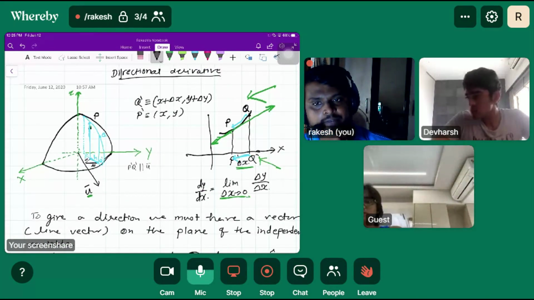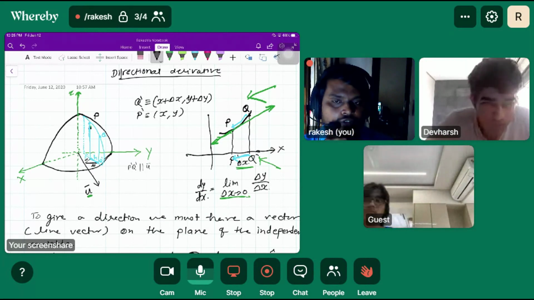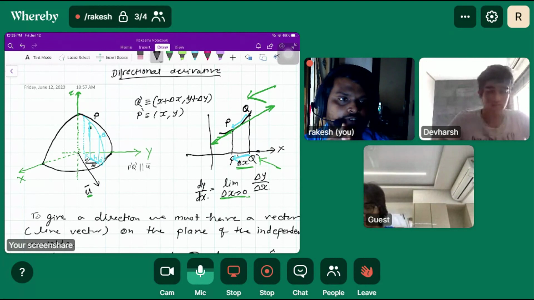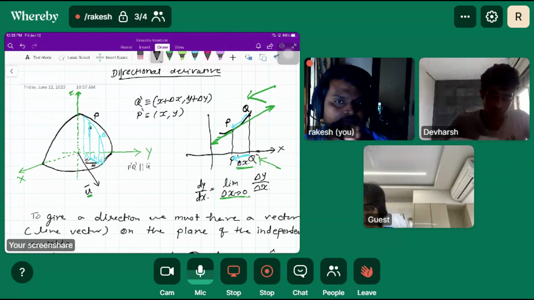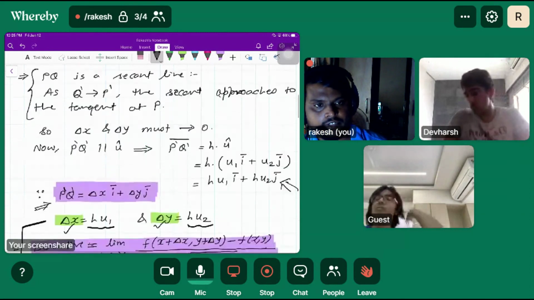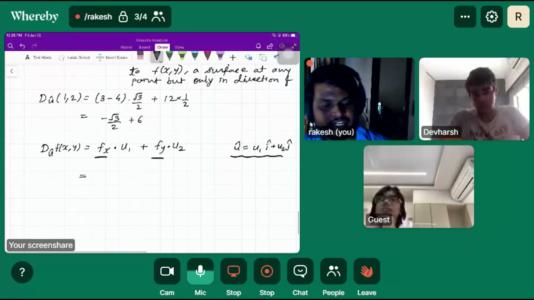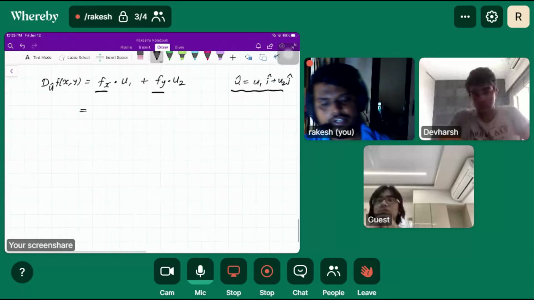Where is my unit vector here? The unit vector is in the xy plane, so it must be written in terms of the components in the x and y directions, that is u1 i plus u2 j.